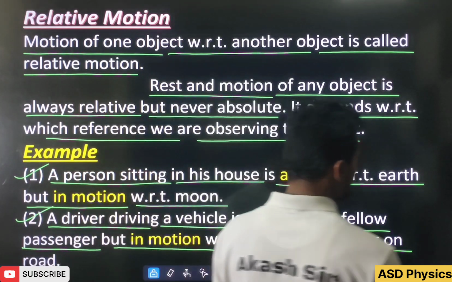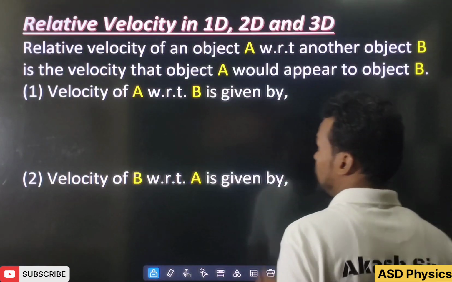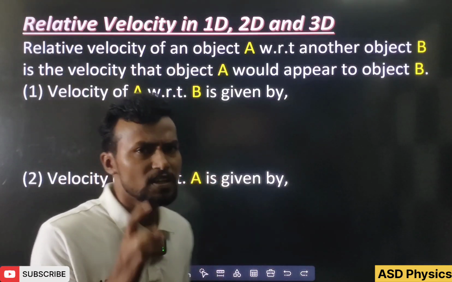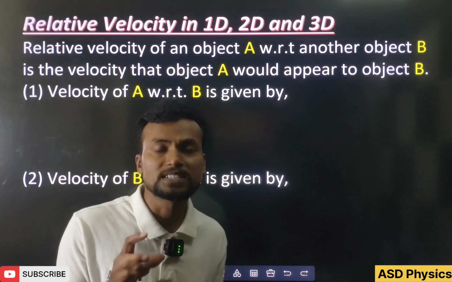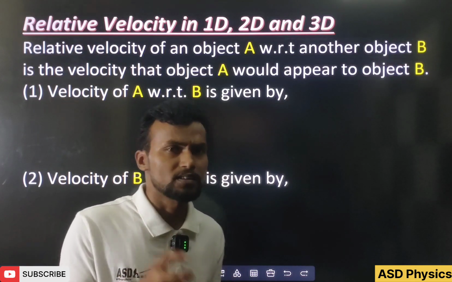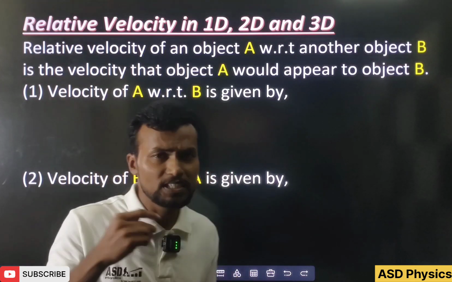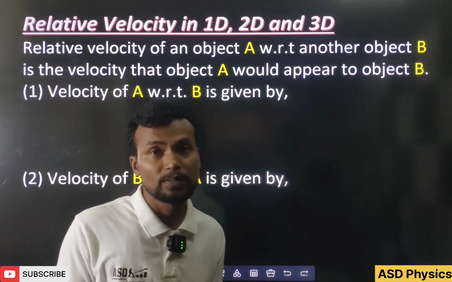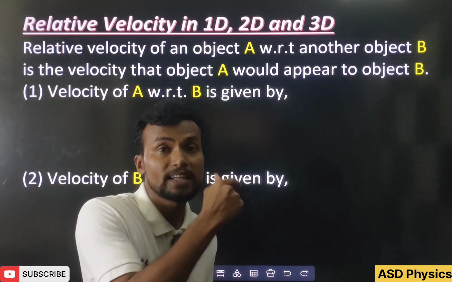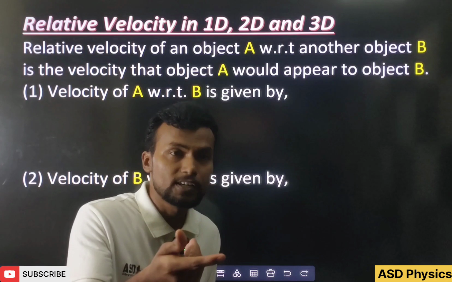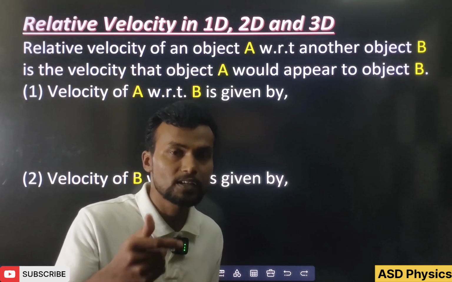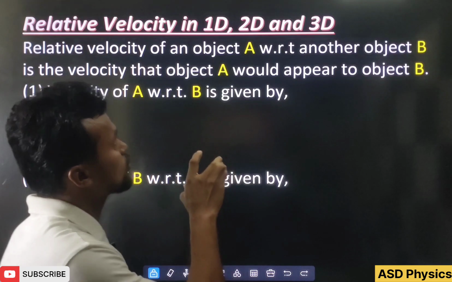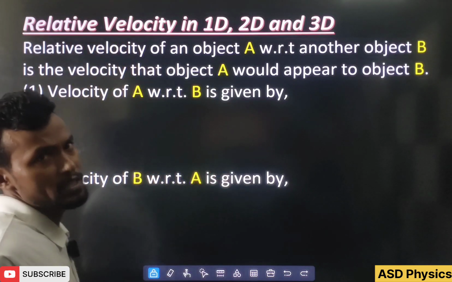Great. Now students, after learning relative motion, we are going to see relative velocity. Generally 1D, 2D and 3D, that means here I will use vectors. Actually the name is relative velocity, but I can apply this for relative acceleration and relative displacement too. Whatever concept we are learning will be applicable for relative acceleration, relative displacement, or any kind of physical quantity that is a vector. But all these concepts we are learning by the name relative velocity.